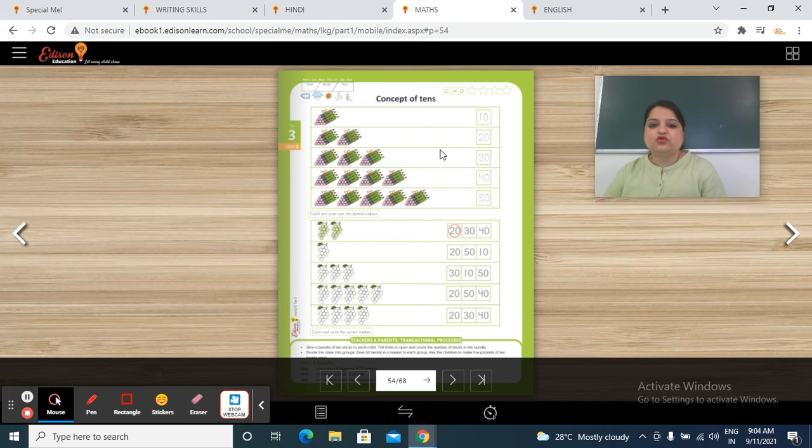Okay, so students, if you have some pencils or ice cream sticks at your home, then please keep it with you, okay, for the activity, right? And you can take some beads or chickpeas, rajma, chana, like this, okay? So keep these things along with you, right, for the activity. Okay, so concept of tense.